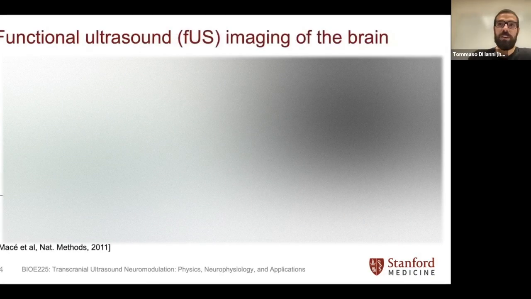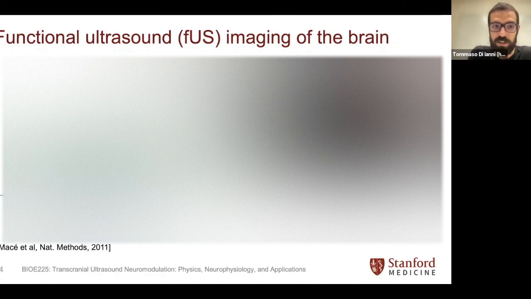Okay, so now I will show a demonstration from what was really the first paper, published by Macé and others in 2011. It was really the first demonstration that set the field for the whole functional ultrasound imaging field.